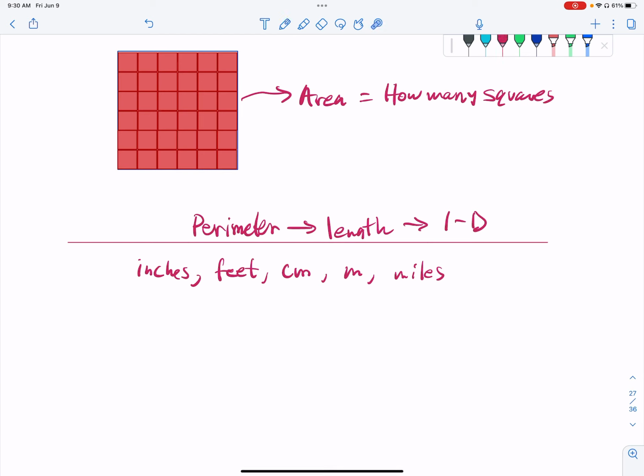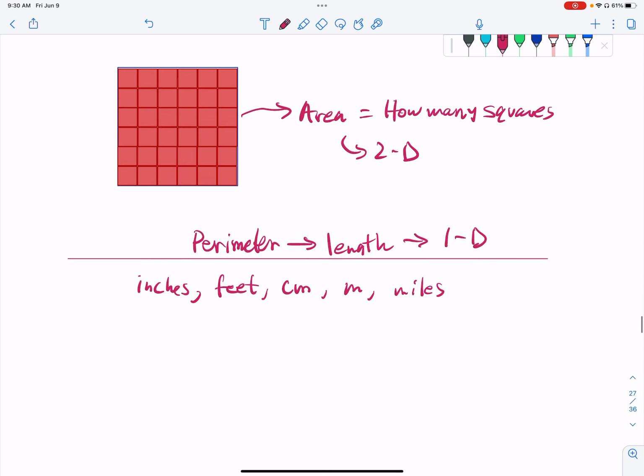And as far as this goes, it was 6 across this way, it's 6 across this way, so that's a total of 36. This is a two-dimensional form of measurement, 2D. And anytime that you measure area, you need to have quadratic units instead of linear units. And so quadratic units look like inches squared, feet squared, centimeters squared, and so on.